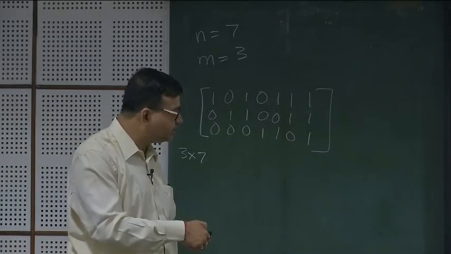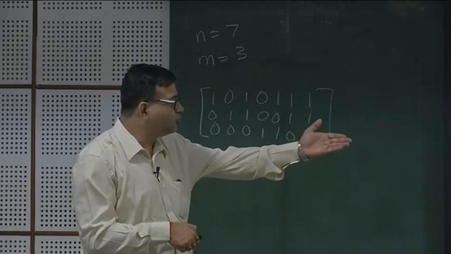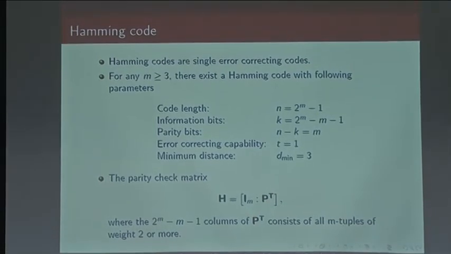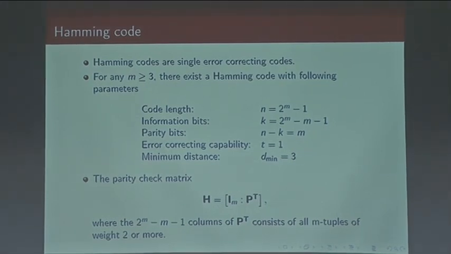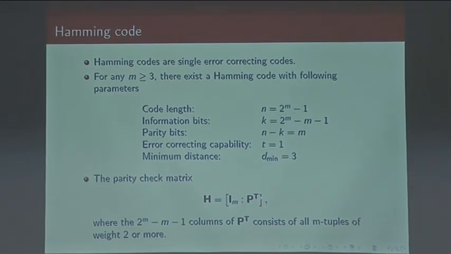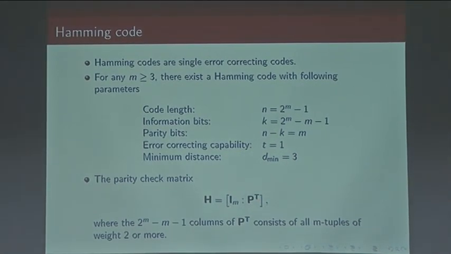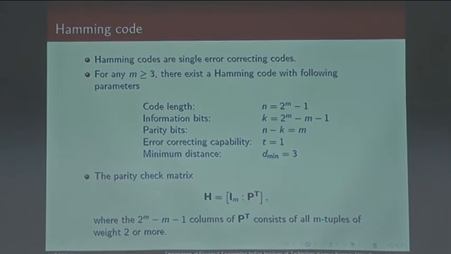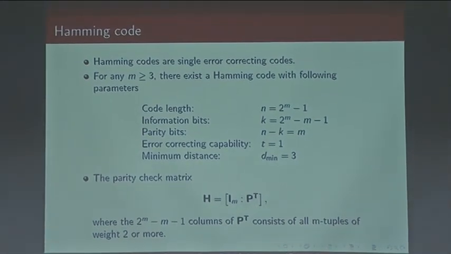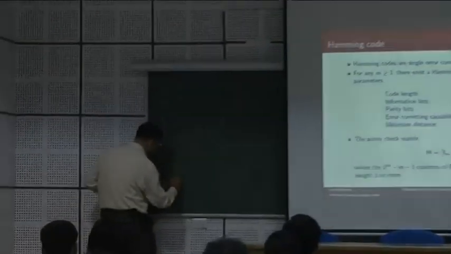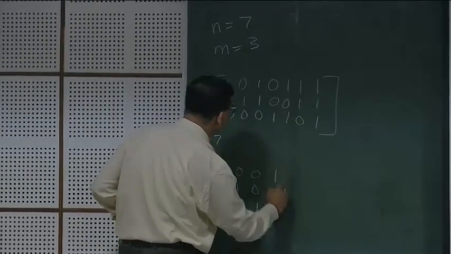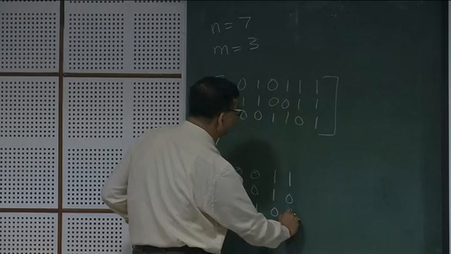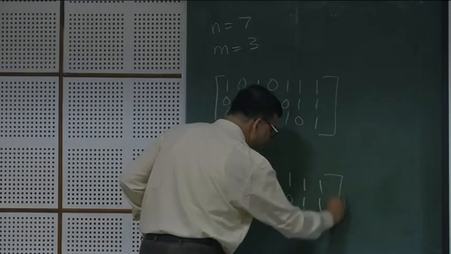Now, if you want to put it in the systematic form, I wrote it like this. What you do is write the identity matrix. The identity matrix takes care of all m tuples of weight 1. And then P transpose consists of all m tuples of weight 2 or more. So, if I want to write this in the systematic form, I would do this, and then the remaining ones. So, let us say 1 1 0, 1 0 1, 1 1 0, 1 1 1. This is in the systematic form.